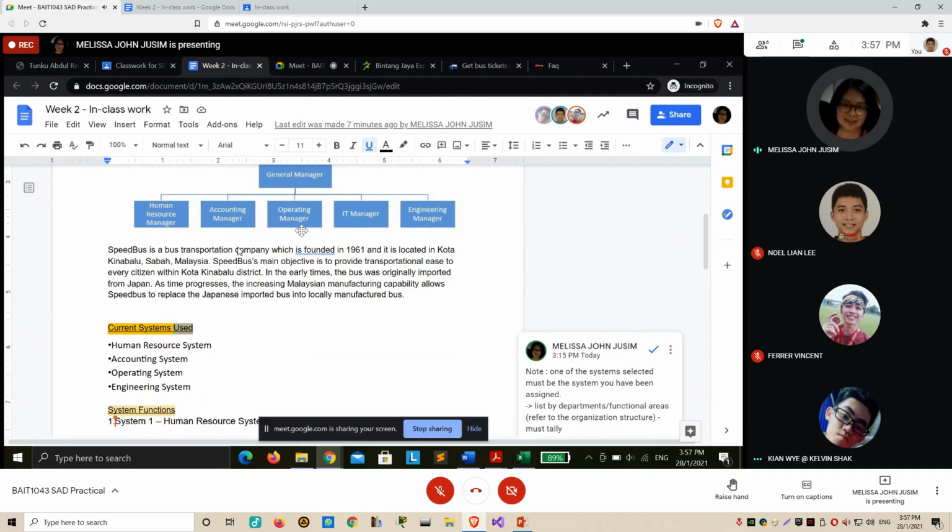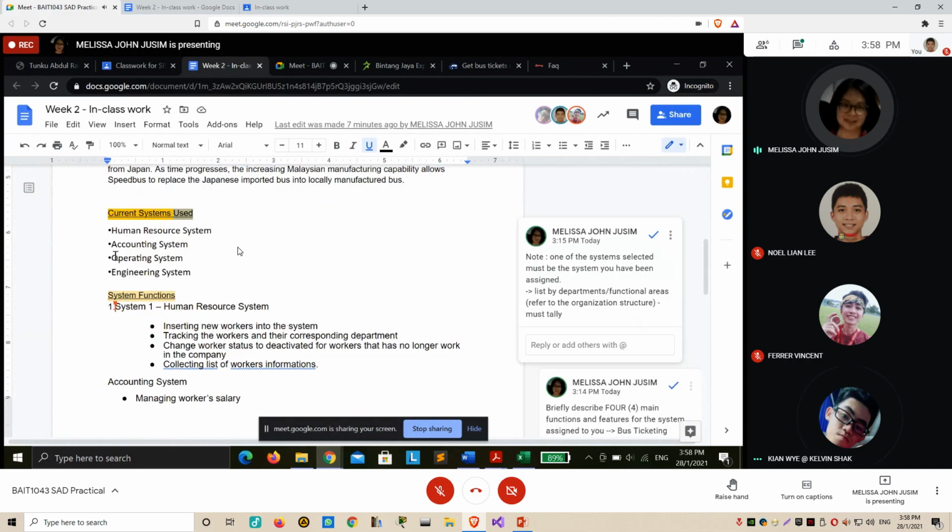IT department here, so altogether make it 5, and for the other 4 departments, make sure you list out the current system that they use. Okay, understand already? And then make sure one of them is the bus ticketing system. And then in system function, you explain 4 features for the bus ticketing system. So do we only choose one system and then explain?